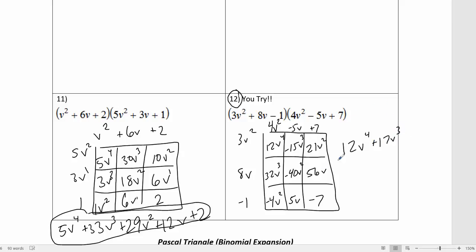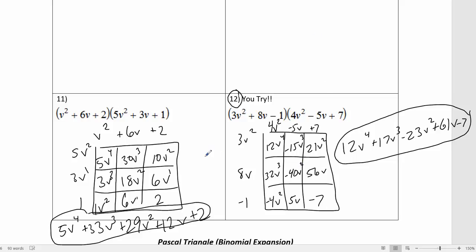V to the 3. And then I have this kind of big diagonal here with the 3 numbers that can be combined. So I got negative 40. I got minus 4 is negative 44 here. And then plus 21 is going to be negative 23 v squared. And then I have 56 plus 5 is 61 v, and then minus 7 over there. So there's your answer for number 12.